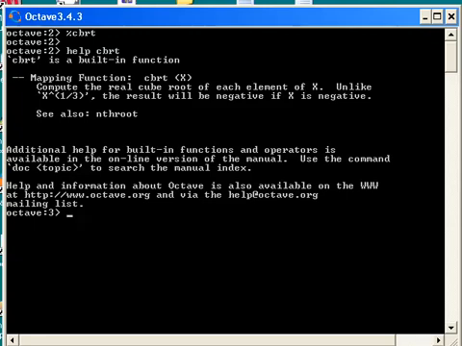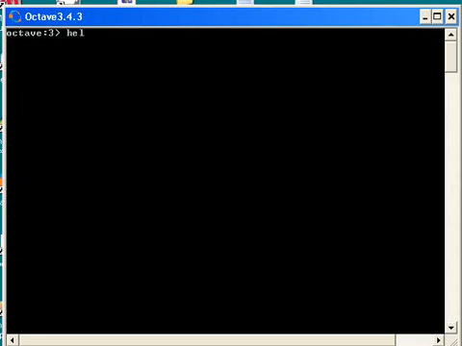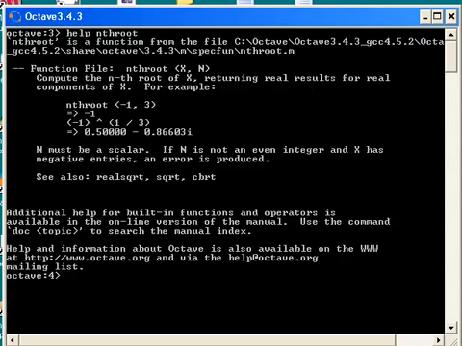So I'm going to clear the screen here and type help nth root. And there we go, there's the nth root, and it computes the nth root of x, returning real results for real components of x. And again, it returns some related functions. So we have the real square root, cube root, and so on. Anyway, that is how we use the help function, because it is a real treasure trove in using MATLAB and Octave.